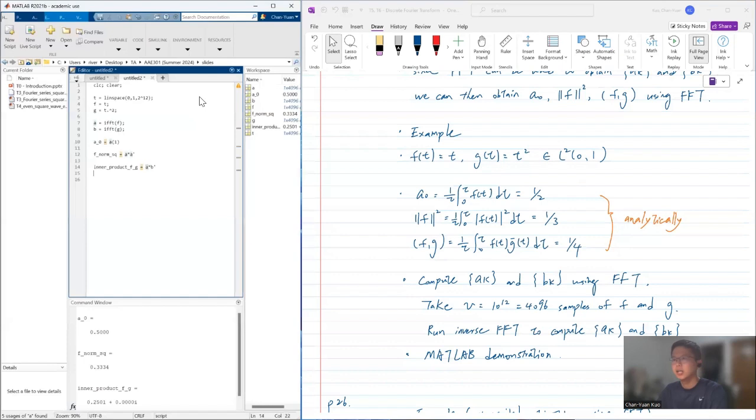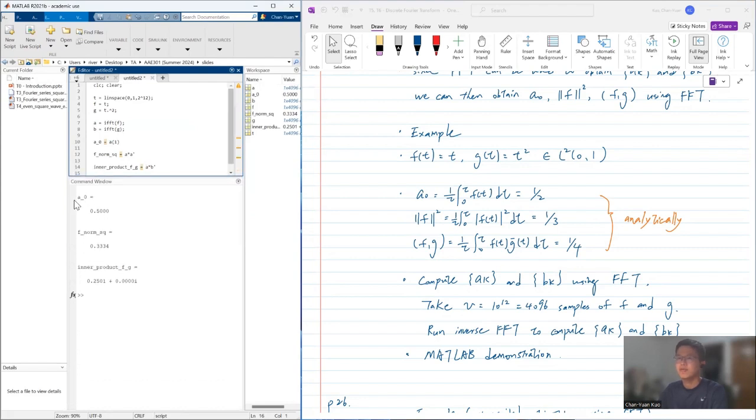And now let's see what MATLAB gives us. So first, a_0 will be 0.5, which is equal to 1/2. So these values match each other. And the second thing is going to be the total power of f. And we see that it's going to be 0.3334. And basically that's equal to 1/3. So these two values also match each other.